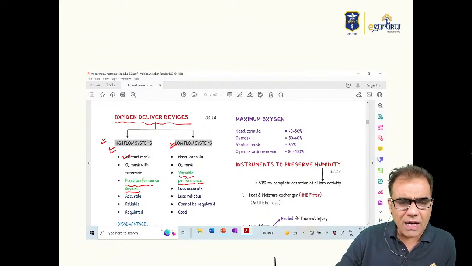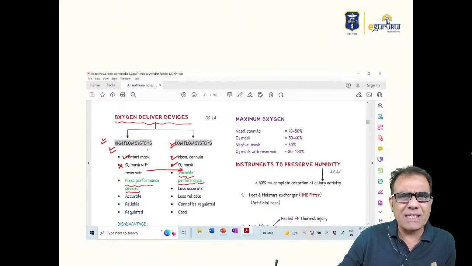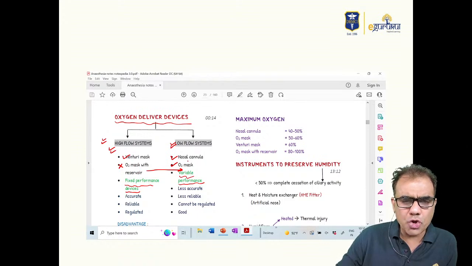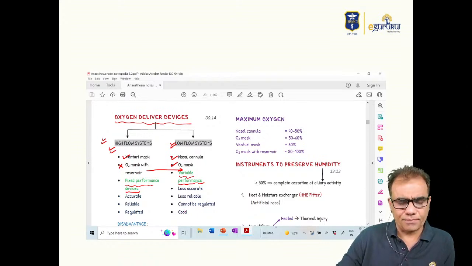Actually, oxygen mask with reservoir, I won't be classifying it as a high flow system. This is more or less a low flow system. I'll tell you why. Nasal cannula, oxygen mask, and in fact, I would like to include oxygen mask with reservoir. Some people have classified it as high flow, but that's not appropriate. More or less, it should be classified as a low flow system.